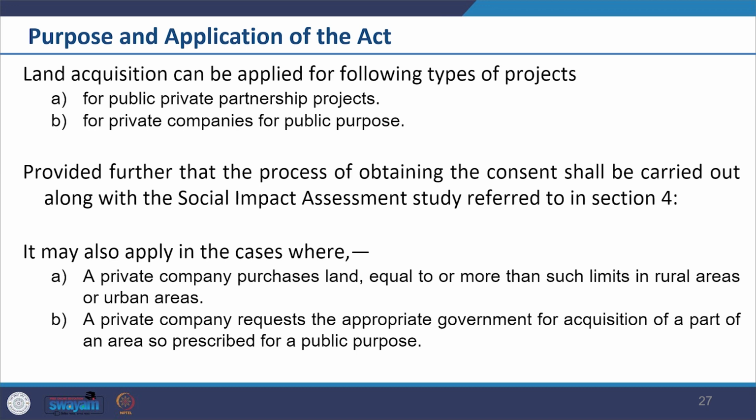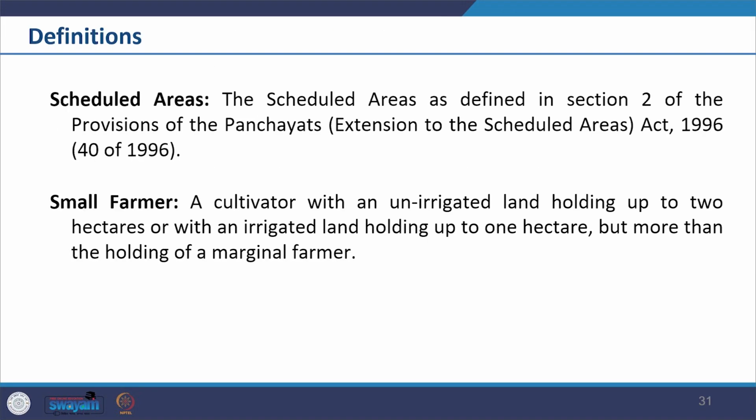And it may also apply in cases where a private company purchases land equal to or more than such limits in rural or urban areas, or a private company requests the appropriate government for acquisition, so it applies to that as well. So the Act also provides certain key definitions. We had looked in the previous part at some of the key definitions. We can just look at some of the extra ones here, which are useful for our context.